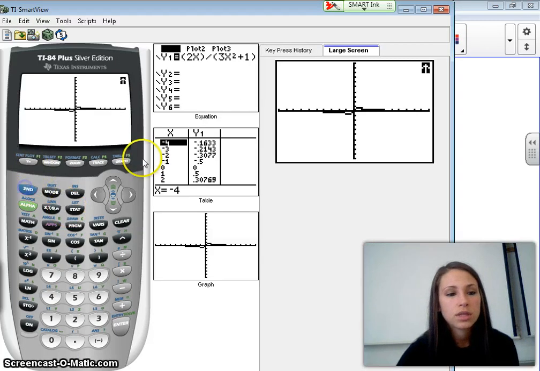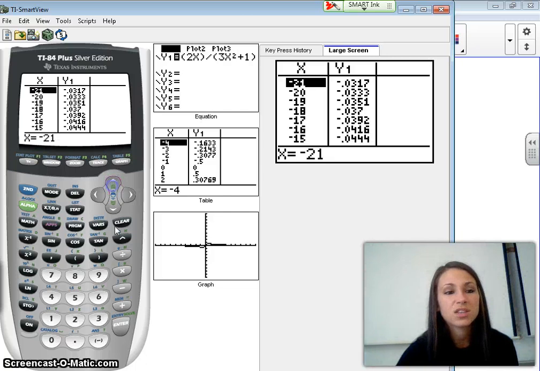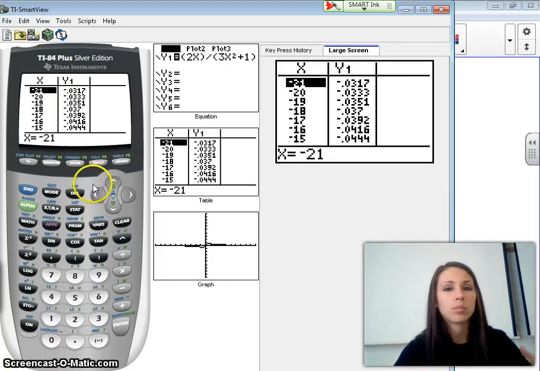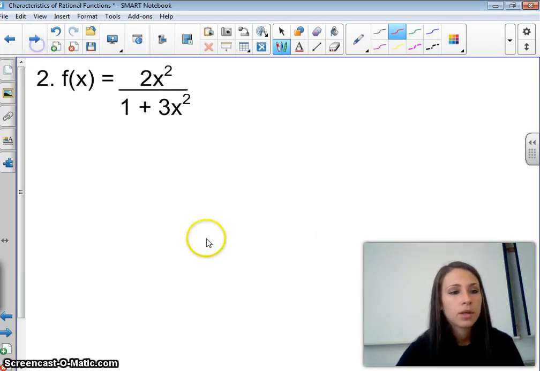You can also see that by looking at the table. If you scroll way far back, you can see that those y values are getting closer and closer to 0 the further you go. Same thing would happen if we scrolled to the positive end. So the horizontal asymptote is just y equals 0.